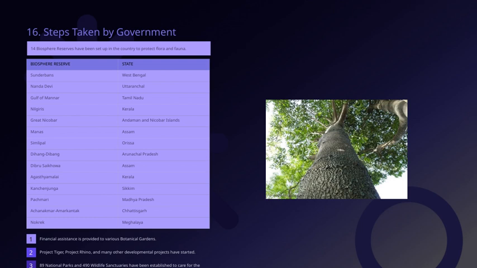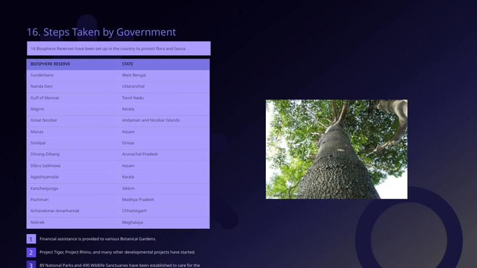marine biodiversity. Similarly, Nilgiris in Kerala and the Great Nicobar in the Andaman and Nicobar Islands showcase diverse flora and fauna. There are also reserves like Manas in Assam and Simlipal in Odisha that play crucial roles in conservation efforts. These reserves are vital because they serve as protected areas for our wildlife and plant species, contributing to ecological balance.